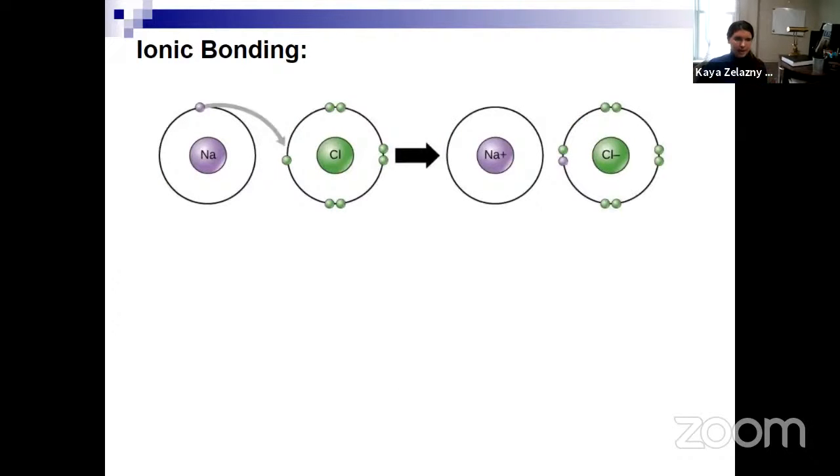So now we're going to compare these different types of bonds. We're going to start with ionic bonds. In ionic bonds, what we have depicted here is our atomic nucleus, which tells us which atom it is, which element it is. So here we have sodium and chlorine.